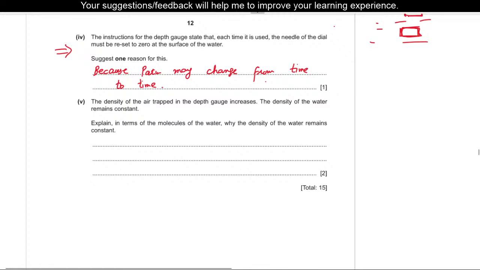Part 5. The density of the air trapped in the depth gauge increases, the density of the water remains constant. Explain in terms of the molecules of the water why the density of the water remains constant.